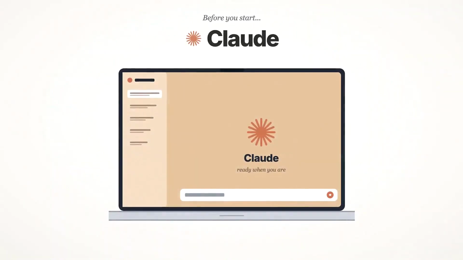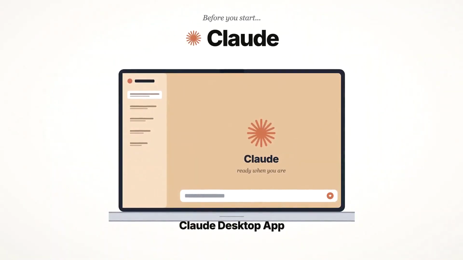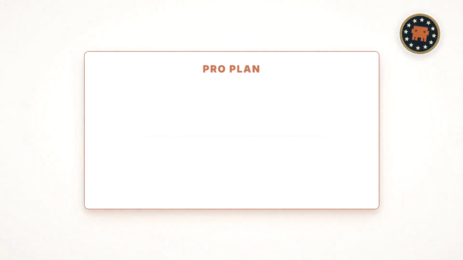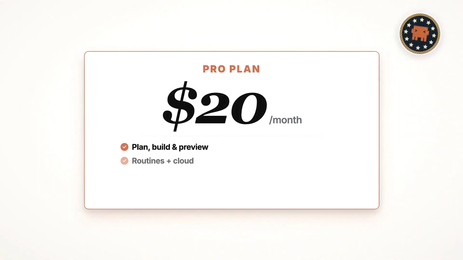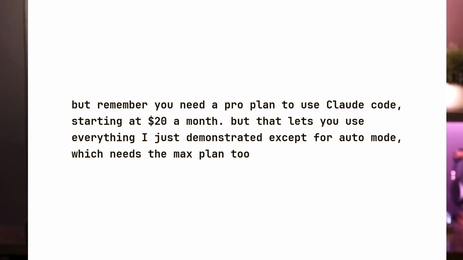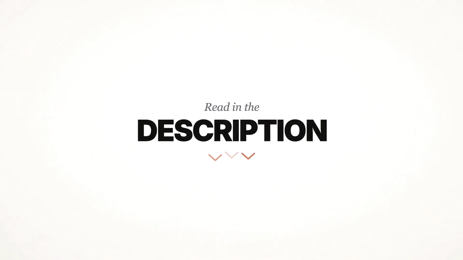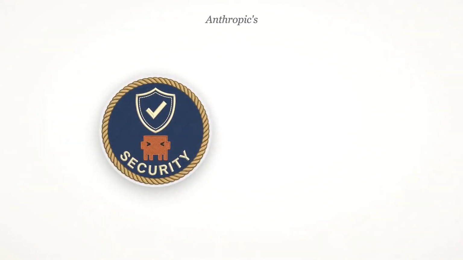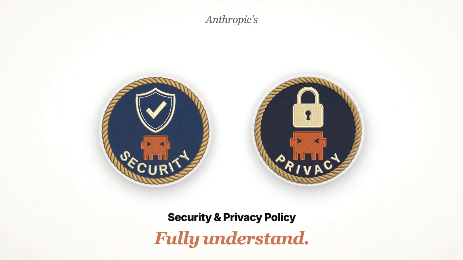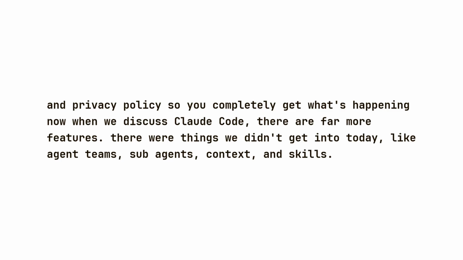Just a couple of things before you can get started. You do need the Claude desktop app. Since that's the version we were using, it's free to download. But remember, you need a Pro plan to use Claude Code, starting at $20 a month. But that lets you use everything I just demonstrated except for auto mode, which needs the Max plan. Just a reminder that you're giving Claude access to your personal files, so read Anthropic's security and privacy policy in the description, so you completely understand what's happening.